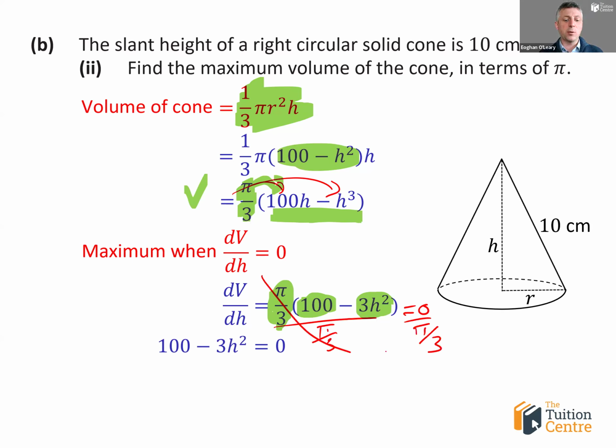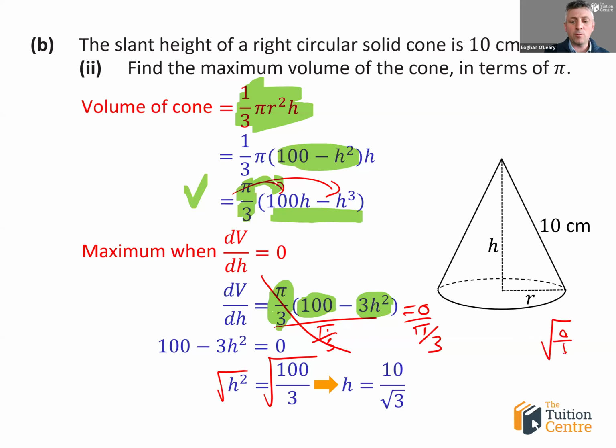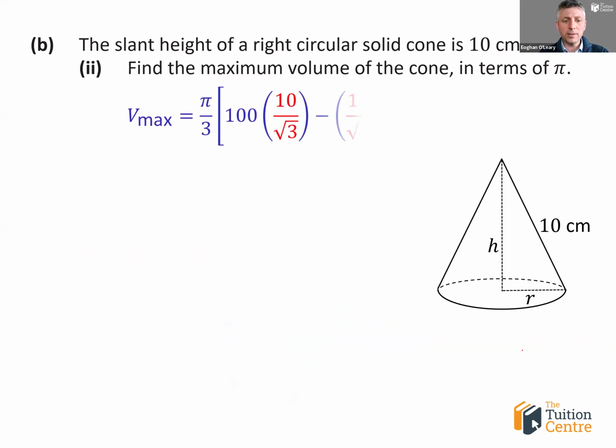And that'll disappear. So you get 100 minus 3H squared is equal to 0. And you get H is equal to the square root. So H would be equal to the square root of 100 over 3. But if you remember, if you have the square root of A over B, you can say that's root A over root B. So we can get the square root of 100, which is 10, over the square root of 3, which is root 3. So that is going to give me the value of H, which will maximize the volume of the cone. But we're not done yet.